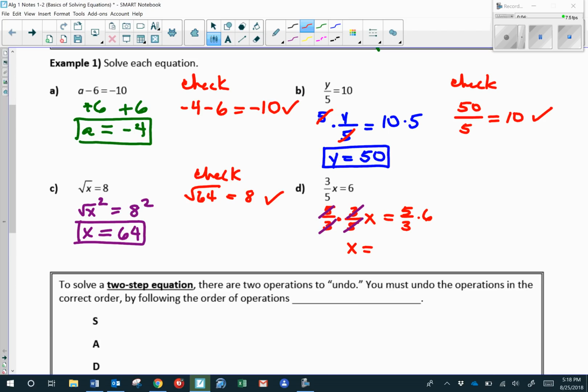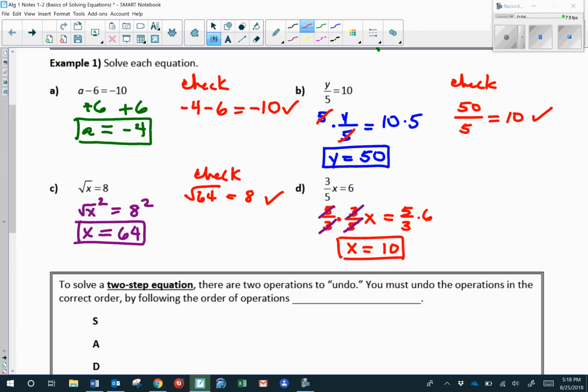Now, a quick way to do that multiplication is to recognize that the over 3 means division, and the 5 in the numerator means multiplication. So I'm going to do this quickly by dividing 6 by 3. So 6 divided by 3 is 2, and times 5 is 10. That's a really quick way to do multiplication by a fraction in your head.